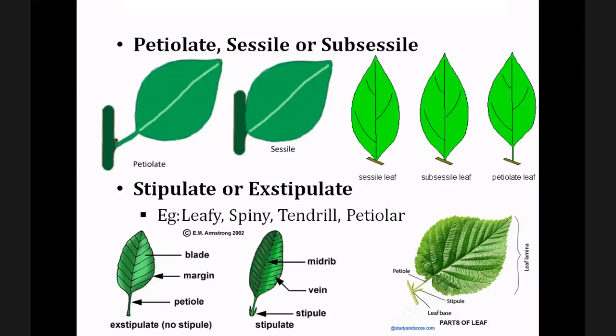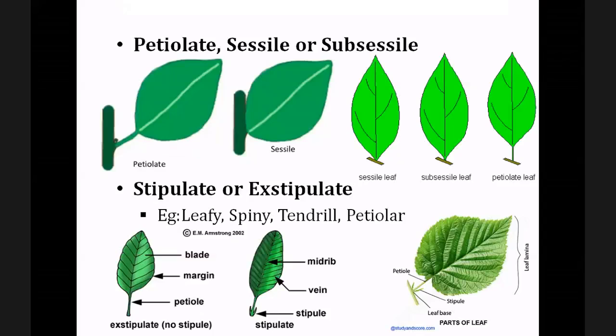And the another category is the stipulate or exstipulate. In the picture, you can see what is stipule. Stipule means the outgrowth. This is typically born at the base of the leaf. The both side of the leaf base, they are forming.